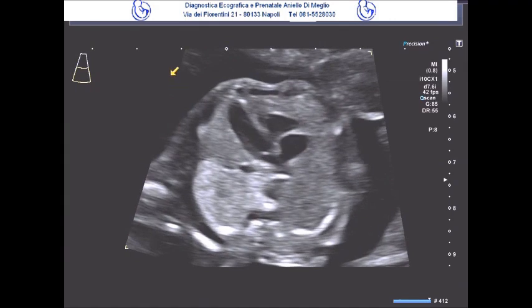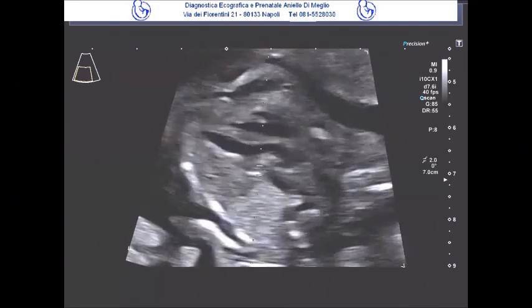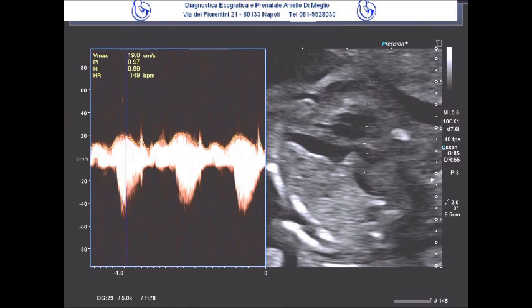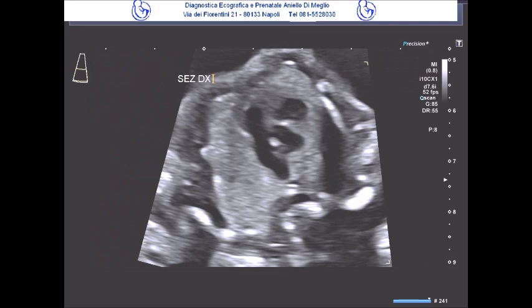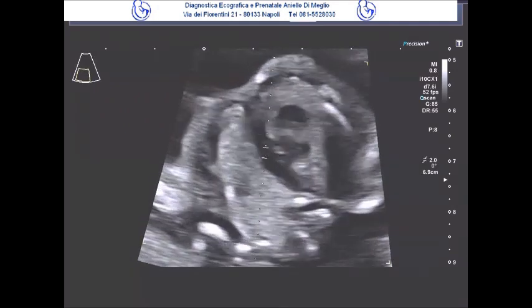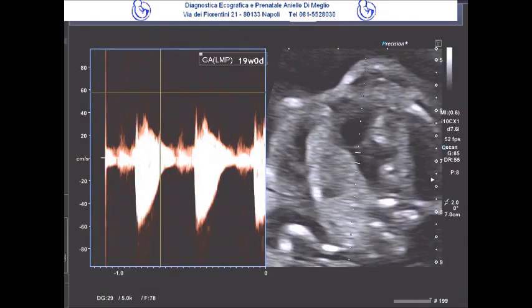The heart is in situs solitus with normal axis and dimensions. The four-chamber view is normal in terms of morphology and septal continuity. The left outflow tract is normal, with the aorta arising regularly from the left ventricle and a normally represented antegrade flow on color Doppler. The right outflow tract appears to be entirely normal, with the pulmonary artery arising regularly from the right ventricle, and a clearly demonstrated and normal antegrade flow.